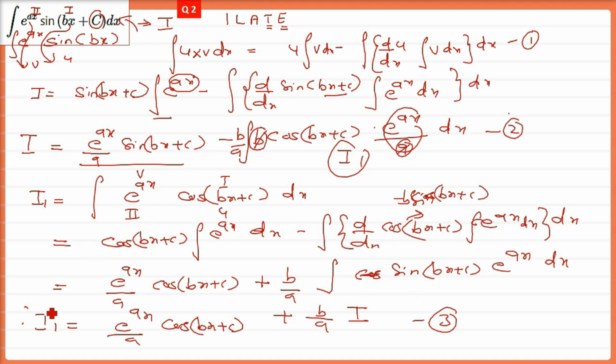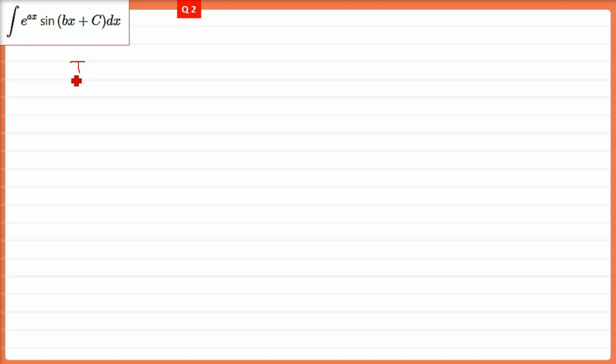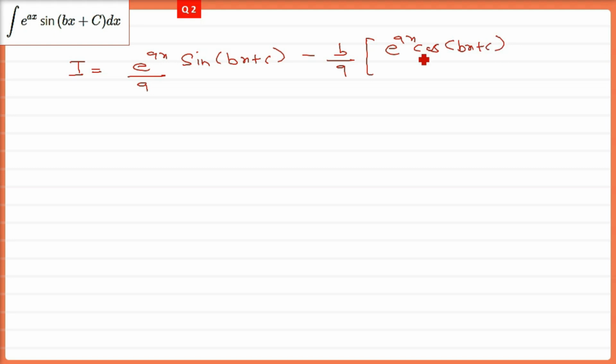So we'll replace equation number 3 in equation number 2. So this I has come like this: e raised ax sine bx plus c divided by a. Then we have, what was I1? I am now replacing I1. So there was b by a, and inside this we'll replace it by I1. So it will be e raised ax cos bx plus c divided by a plus b by a I.